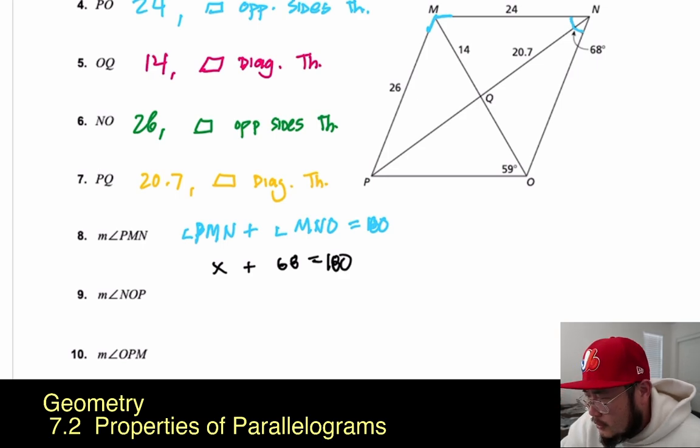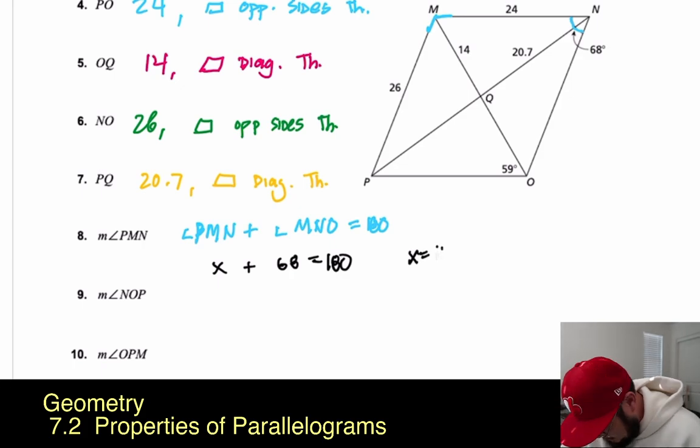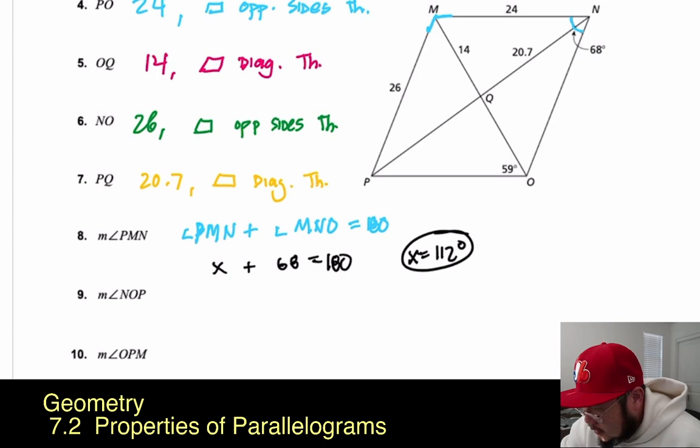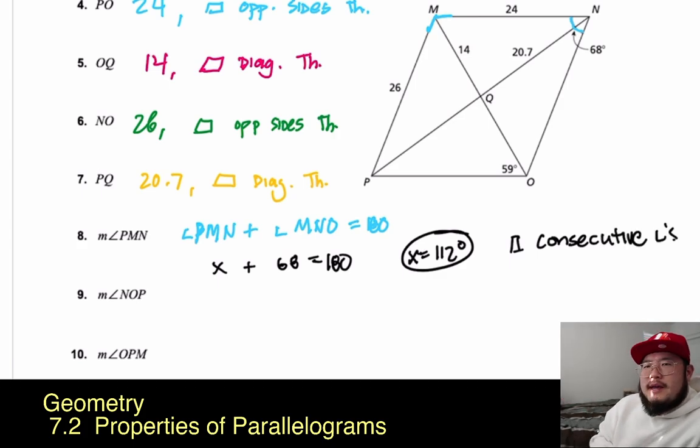So what could we say? We've got the parallelogram consecutive angles theorem. How about that? All right. So now we have found number 8.